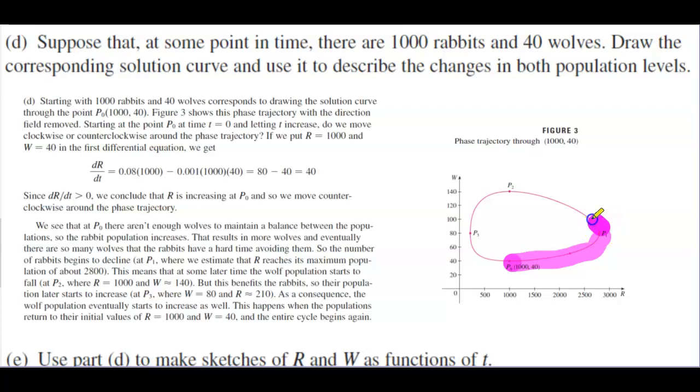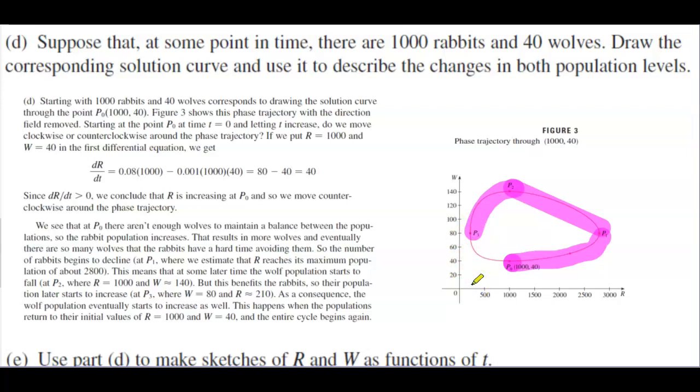Now this means that at some later time, the wolf population starts to fall. So at P2, where R is 1,000 and W is approximately 140, but this benefits the rabbits. So their population later starts to increase, and so now we move to P3, where W is going to equal 80, and R is approximately 210.